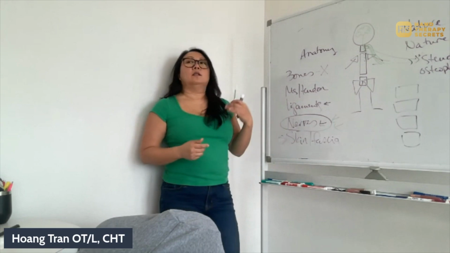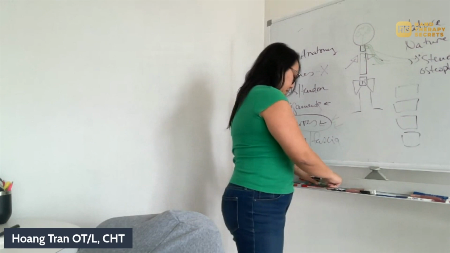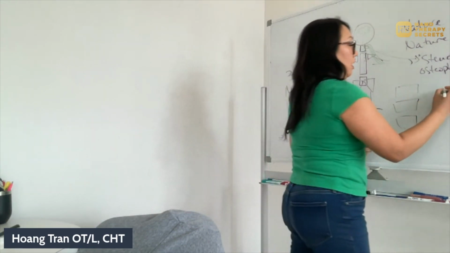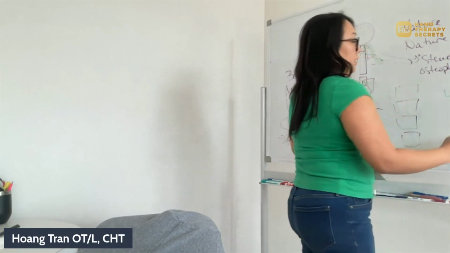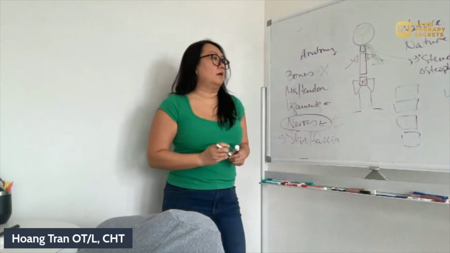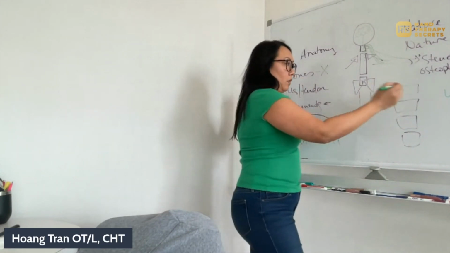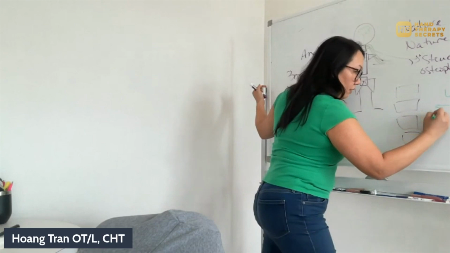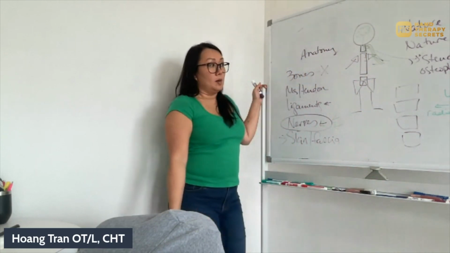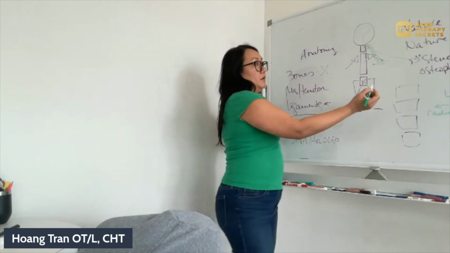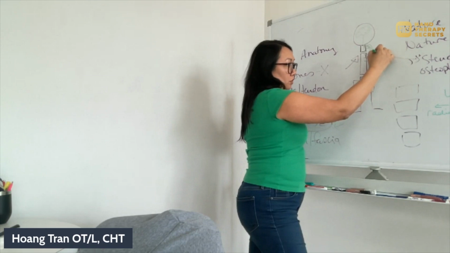Then we have to look at the nerves. Now, we already identified that there is a wrist drop, right? If we know that there's a wrist drop, we can then work backwards and identify that this is a radial nerve, right? But a radial nerve can be injured at the shoulder, right?